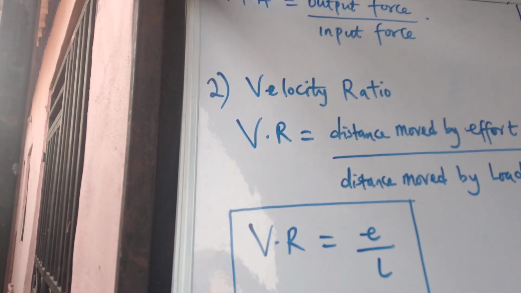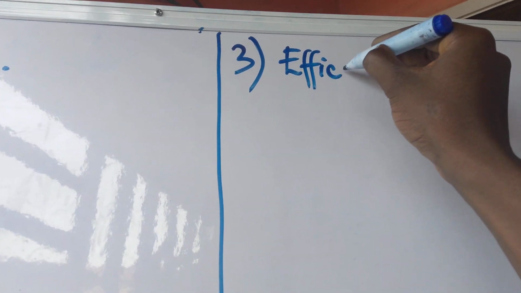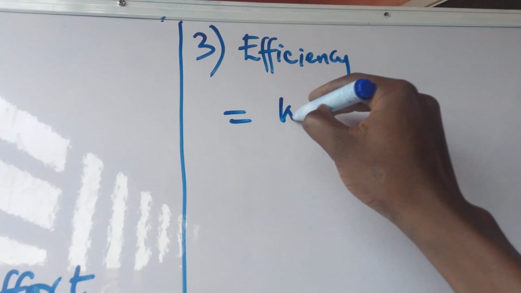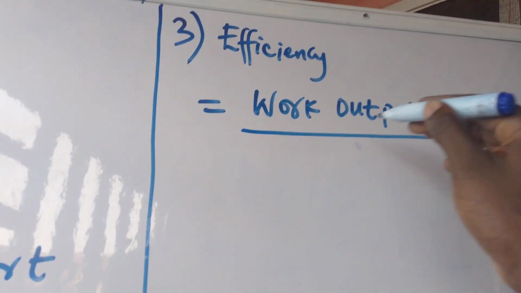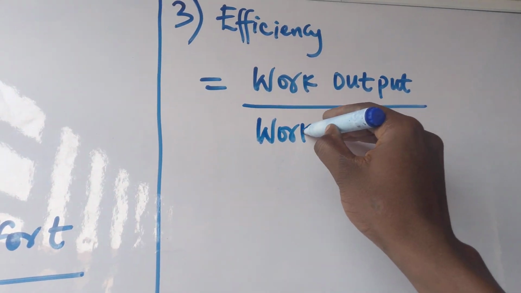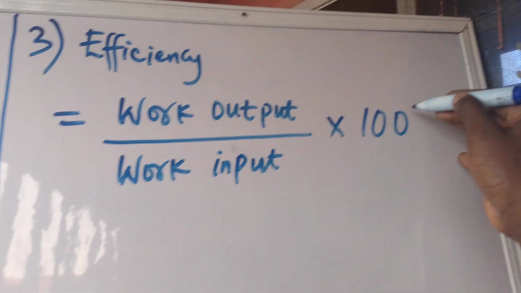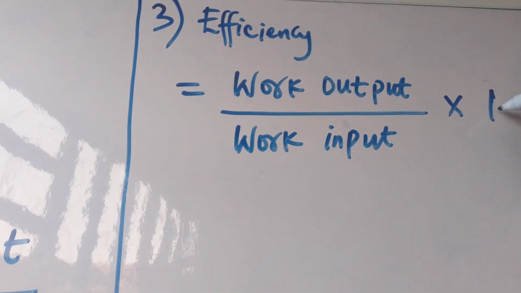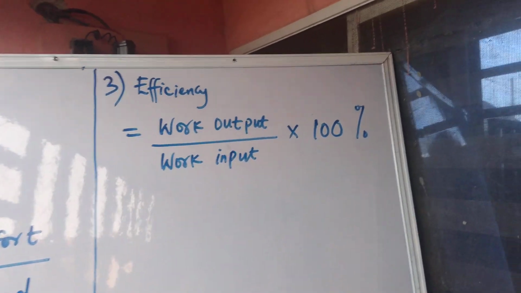Now let's look at the next formula, which is efficiency. Efficiency is equal to work output over work input, times 100 in percentage. Efficiency is work output over work input times 100 in percentage.